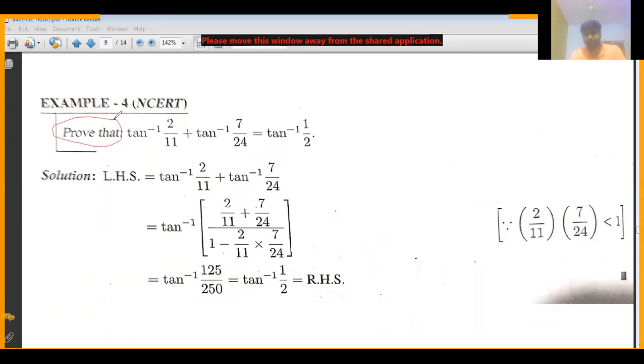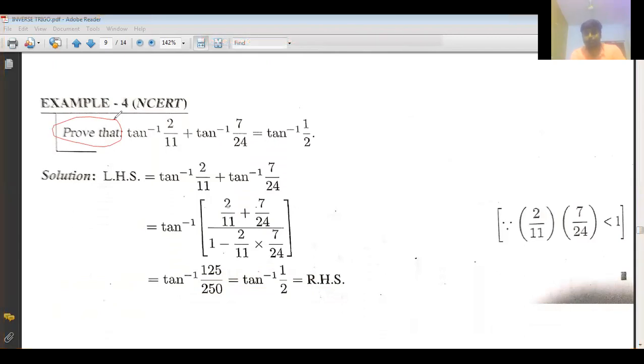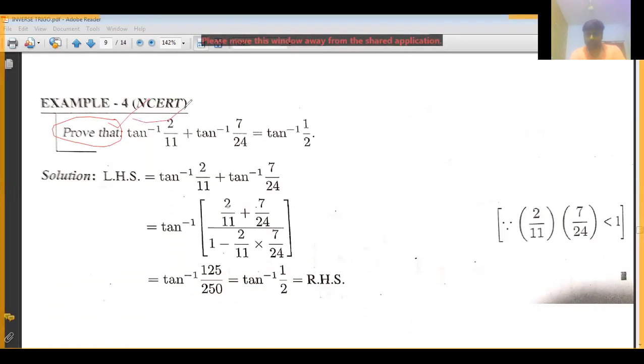There are two types of problems in this chapter. This is very, very important. Let me come again. In inverse trigonometric functions, there are two models of problems. One is the prove that model. The other is solve. Solve means you will be given x values, and we have to find the value of x by taking LHS equal to RHS. So whenever you are asked to find the value of x, you will be given solve. But here it is prove that. Prove that means taking LHS, proving RHS.